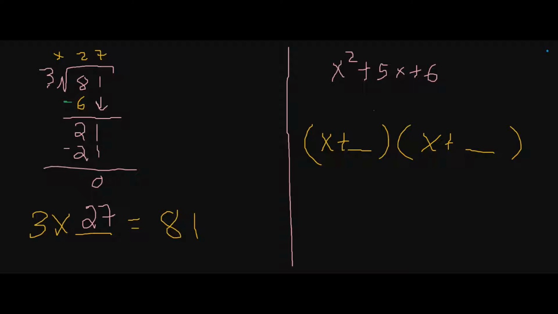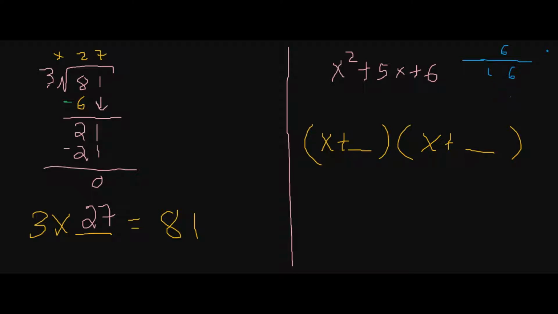What might be helpful is to review. Remember, we write down all the factors of 6. So I'll write it up here. Factors of 6, right? That basically means what two numbers multiply to give you 6. Well, that's going to be 1 and 6, and 2 and 3. And that's pretty much it.